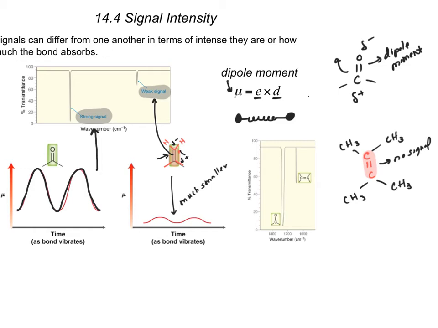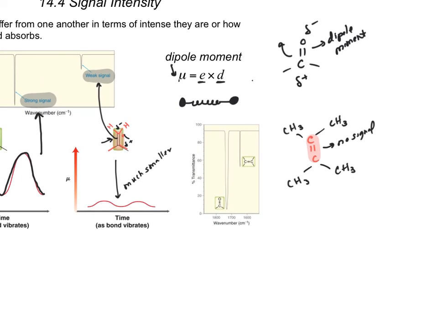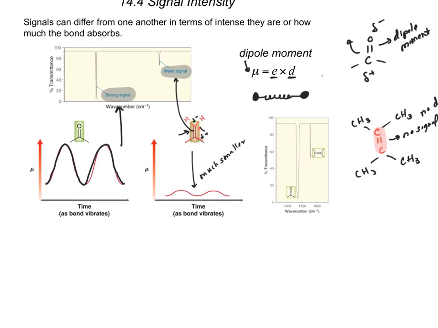Okay. So anytime we have no dipole, because we have a symmetric molecule, we will have no signal. Okay, so weak, strong, what do we actually want to take away from this? Note that our one strong signal was our carbon-oxygen bond. What is this called again?